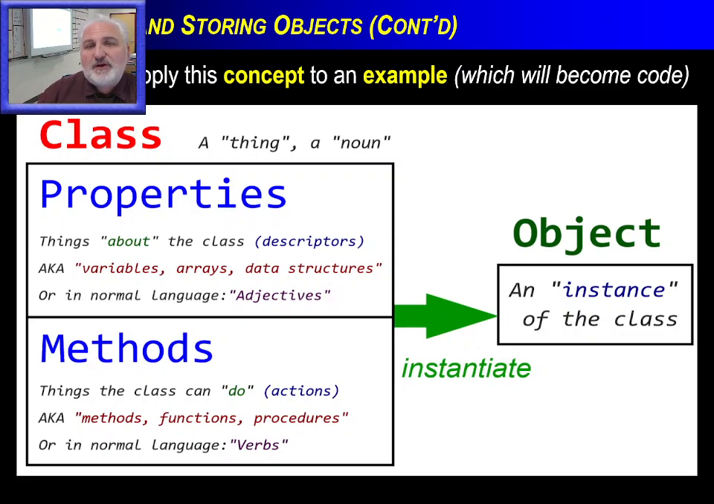So here's a way to maybe visualize it. The class, the thing, the noun, the properties, the things about it, the descriptors, the variables, the data structures, the adjectives, the methods, the things the class can do, the actions, the functions, the procedures, the verbs, and then we take a class and instantiate it into an object of that class or an instance of that class.